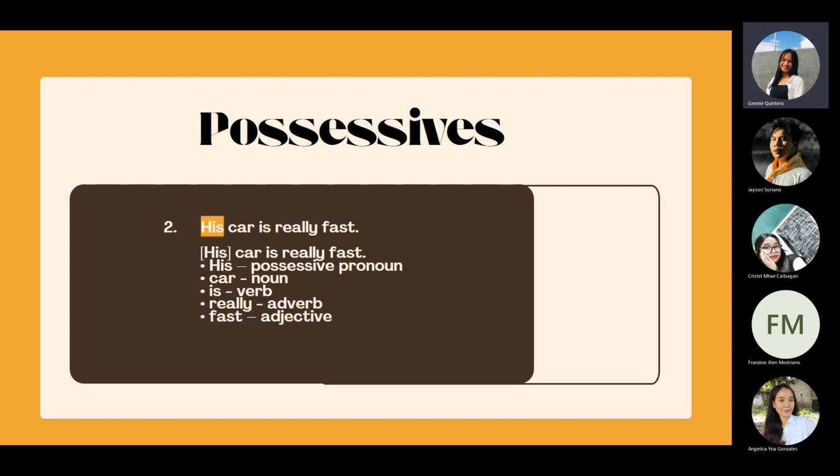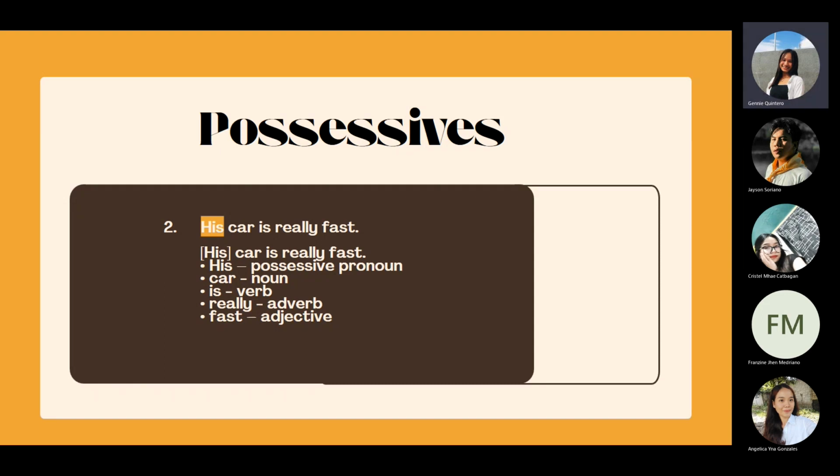The next example is, his car is really fast. The application of syntactic environment is: his is a pronoun or possessive pronoun, car is a noun, is is a verb, really is an adverb, and fast is an adjective. His is a third person singular possessive determiner. It indicates that something belongs or relates to a man, a boy, or a male animal. Here we have a noun, the car, and the word for the car is his. His is a possessive determiner, as it suggests that the car belongs to a singular third person.